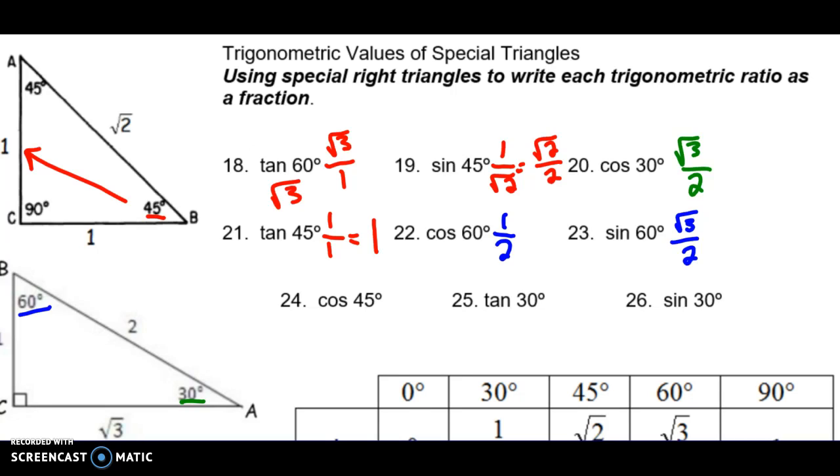Cosine of 45 is 1 over the square root of 2. And again, you must rationalize the denominator, which gives the square root of 2 over 2. For tangent of 30, opposite over adjacent, so 1 over the square root of 3. Radicals are not allowed in the denominator, so therefore I'm going to rationalize the denominator. For sine of 30, it is opposite over hypotenuse, or 1/2.